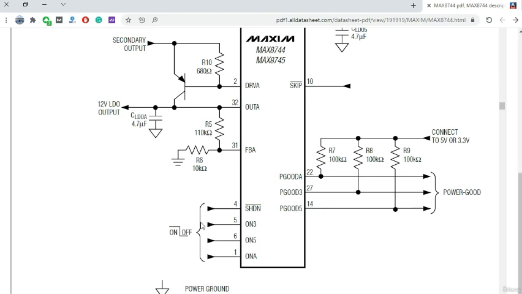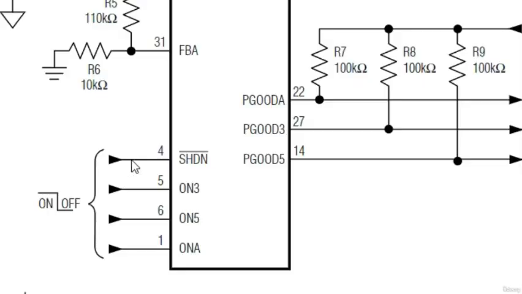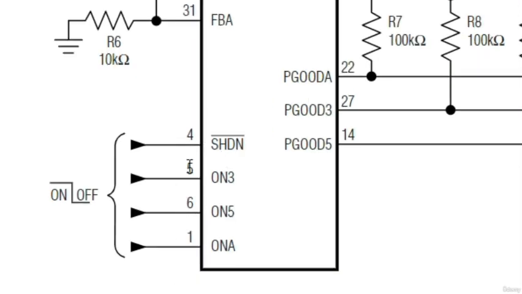And as you see here, these are enable signals. All these 4 signals are very important for this IC. If one of these is absent, this IC will stop working. So we have the shutdown signal. We will check it in the motherboard using the multimeter. The shutdown signal should always be about 3.3 volt or 5 volt. We will see all this in the motherboard. So we have the shutdown, we have enable 3 or ON3, we have ON5 or enable 5, and we have ONA.